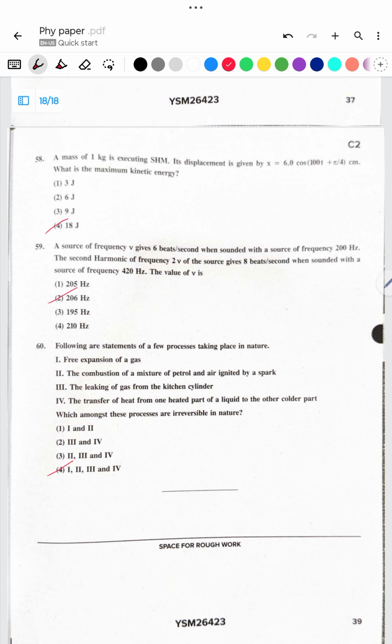So these are the keys for the KCET 2026 physics morning session. If you want the complete detailed solution with step-by-step explanation, let me know in the comments. Based on your response, I will upload a full solved paper video where every question will be explained in an easy way.